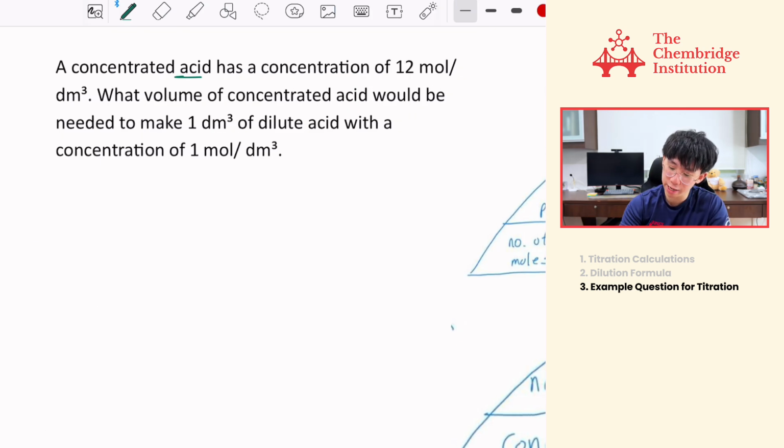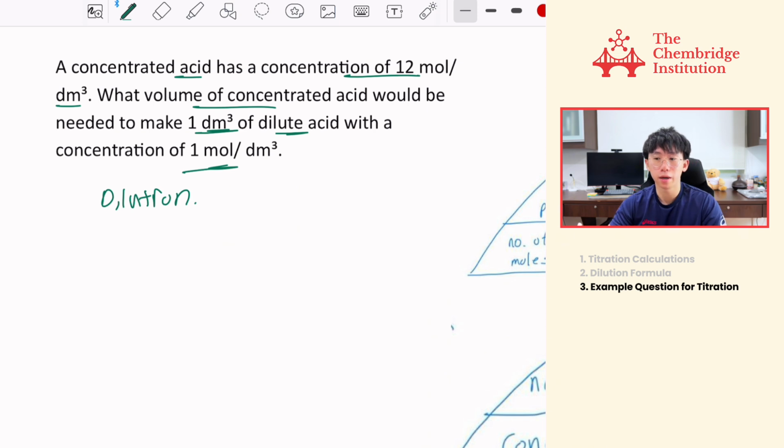So they say concentrated acid has a concentration of 12 mole per dm cube. So what volume of this concentrated acid is needed to make 1 dm cube of the dilute acid with 1 mole per dm cube of concentration? So here, you know that this is definitely testing you on dilution, right? And you need to use the formula, which is just C1V1 equals C2V2.